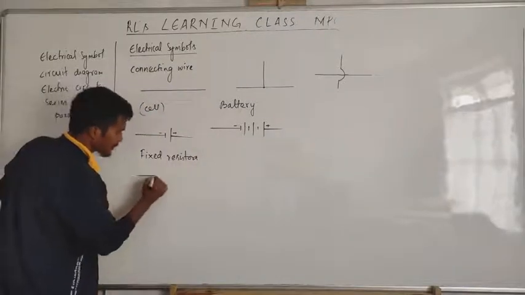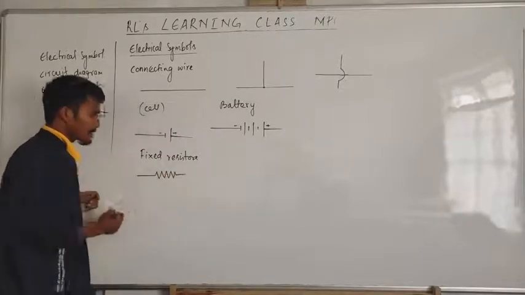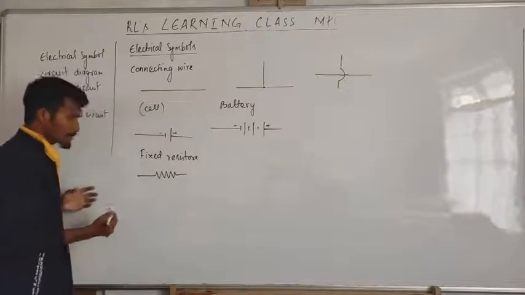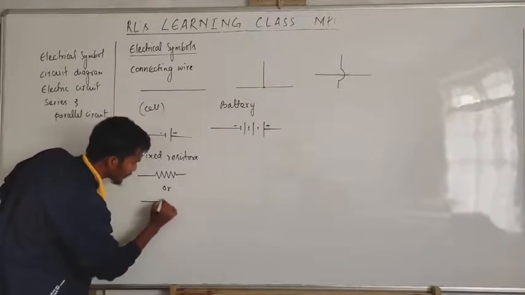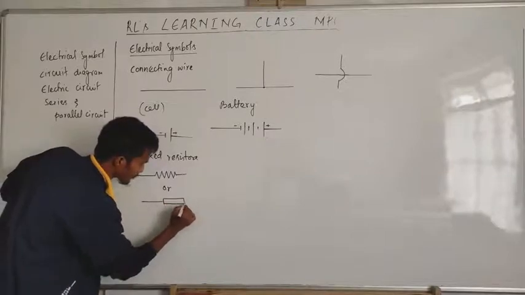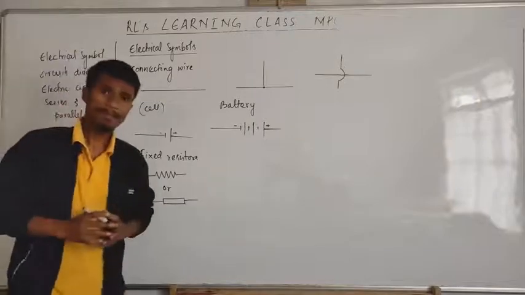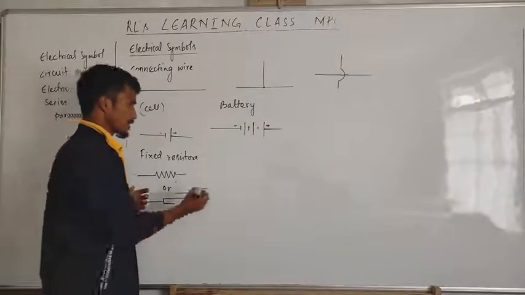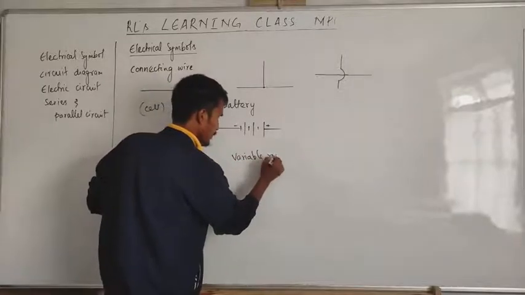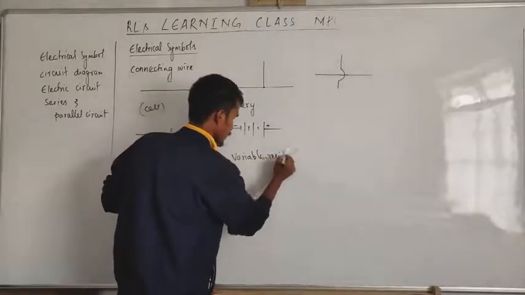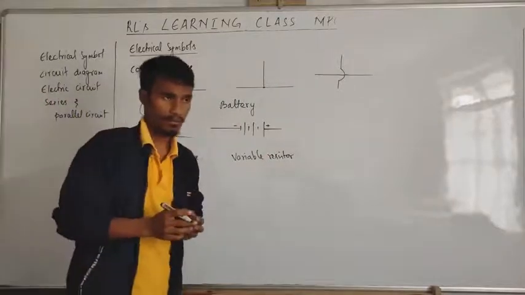Then for that, the symbol will be like this. Or in some textbooks, you will see like this, most of the foreign textbooks, and this form for a resistor. Okay, then a variable resistor. A variable resistor. Okay, for example, you can ask, what is this resistor?